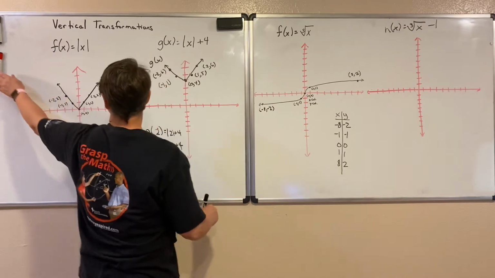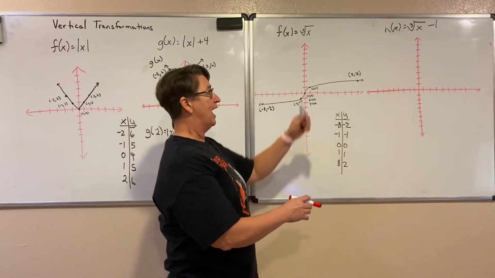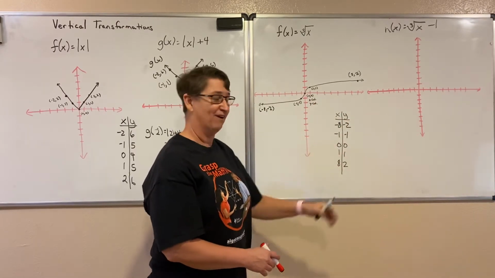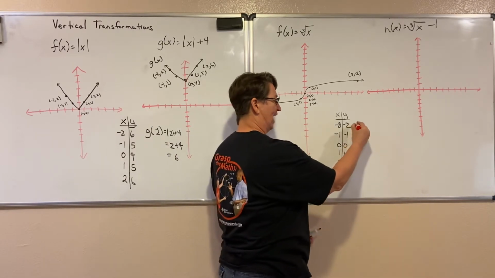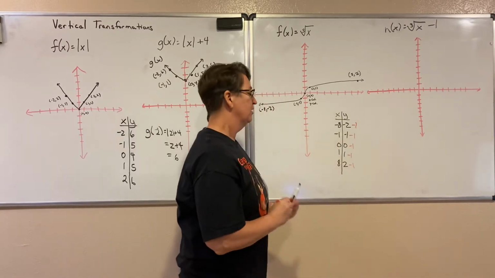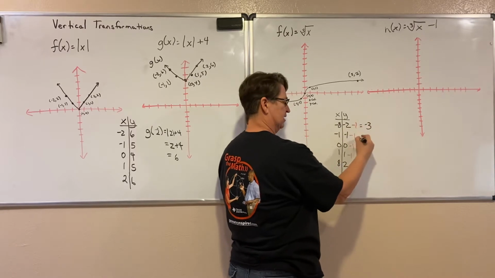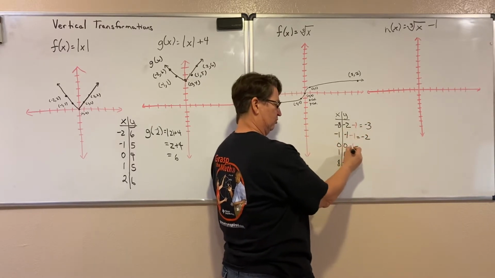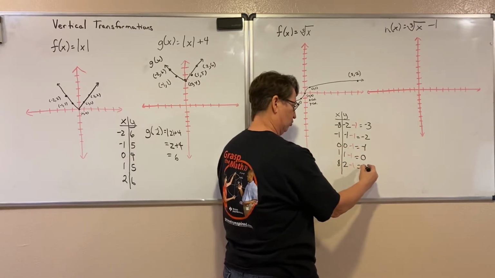So here we know what's going to happen. It's going to shift down 1 unit. And that shift is a vertical shift, so it's affecting our y values. So I'm going to leave my x values alone, and I'm just going to subtract 1 from each one of my y values, so that I end up at -8, -3, -1, -2, 0, -1, 1 minus 1 is 0, and 2 minus 1 is 1.